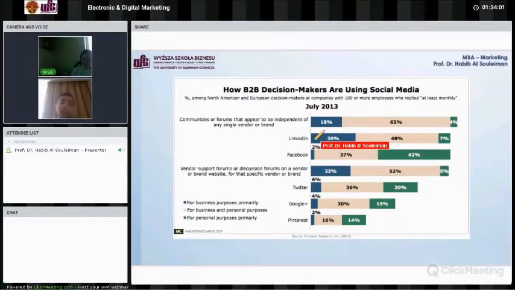Here is another statistic on B2B decision makers using social media. As you can see, on LinkedIn, 26% are business purposes primarily, where on Facebook it is only 2%, Google is only 4%. So again, I say, it depends on the market. It depends on what you are selling. It depends what is your product. Then you can say what I should do for my business.